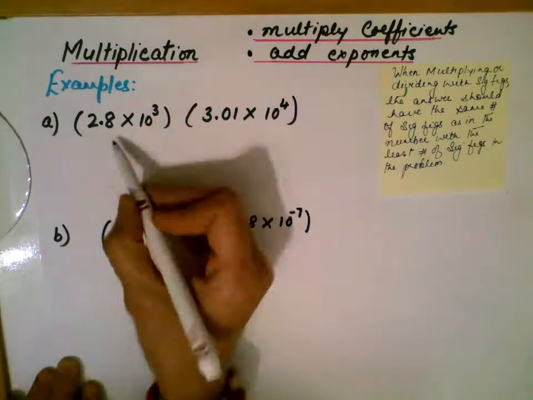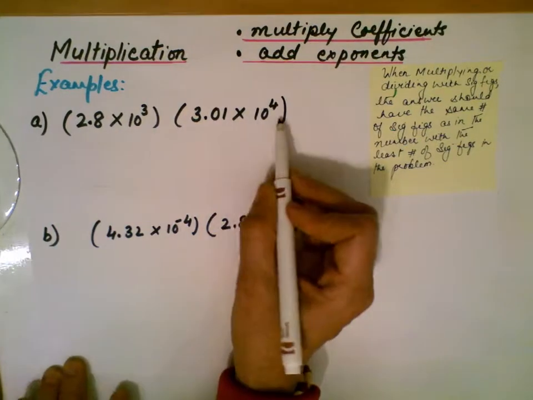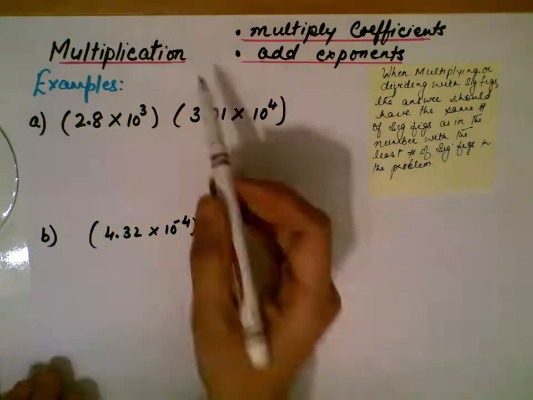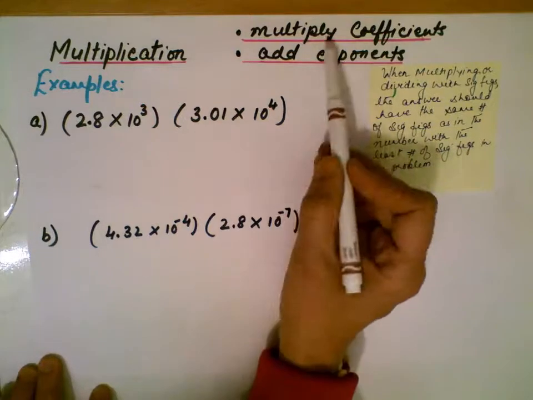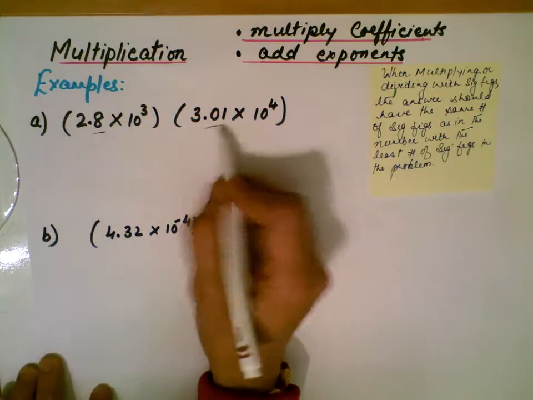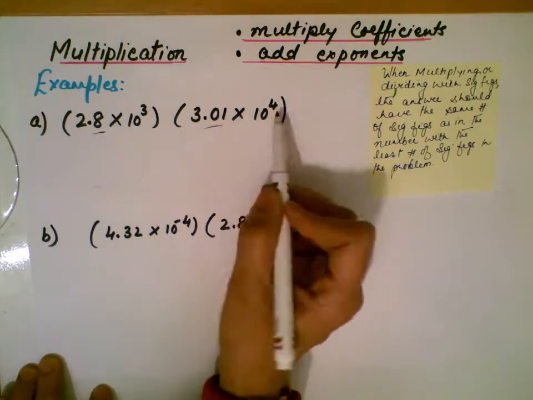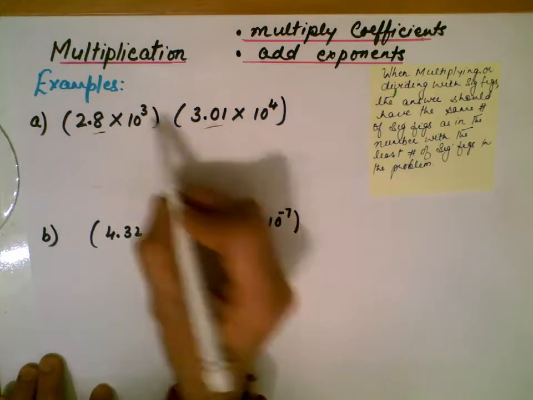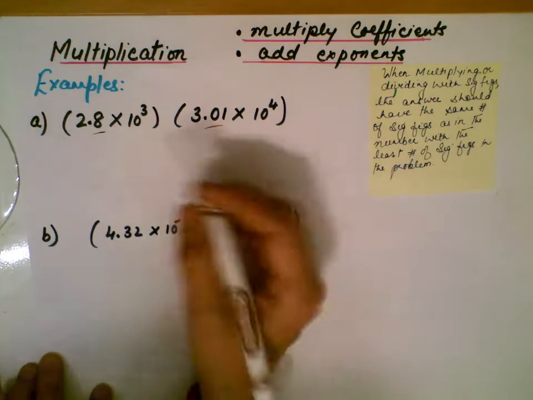So here you have 2.8 times 10 to the power 3, and 3.01 times 10 to the power 4. What happens when you multiply with scientific notation? You're going to multiply coefficients. These are the coefficients, this one and this one, and these numbers at the top are the exponents. So you multiply the coefficients and you add exponents when you are multiplying with scientific notation.